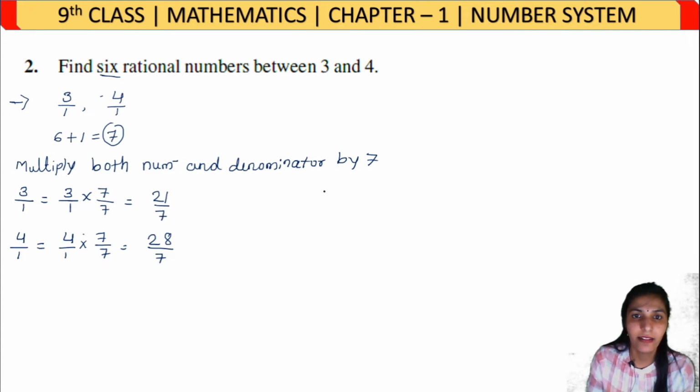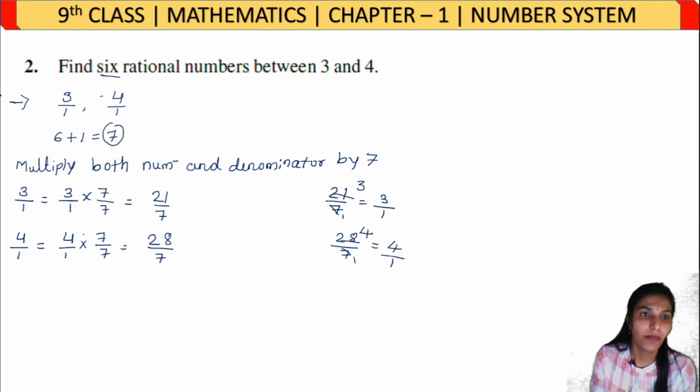When I cancel, suppose 21 by 7: 7 ones are 7, 7 threes are 21. Again I am getting 3 by 1. Same here, 28 by 7: 7 ones are 7, 7 fours are 28. So 4 by 1. So I am getting the same numbers. Now here we have to write 6 rational numbers between these two.